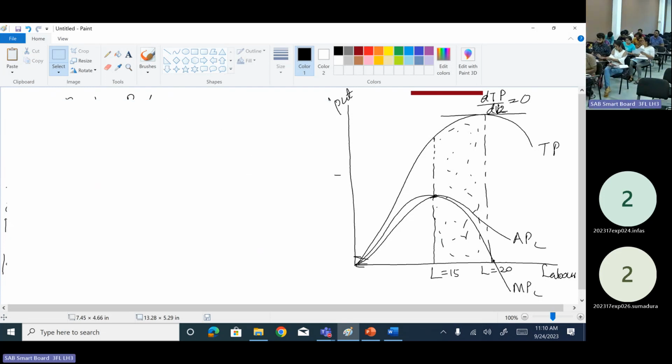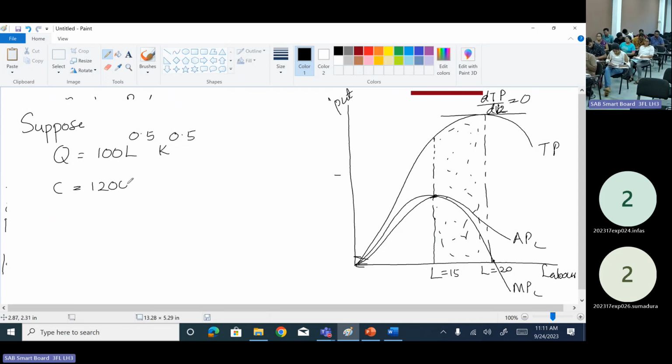Okay, suppose you are given the production function Q equals 100 L to the power 0.5, K to the power 0.5. This is the Cobb-Douglas production function. The first is 1,200. The price of labor is 30 and the price of capital is 40. So the wage rate and the interest rate are given.